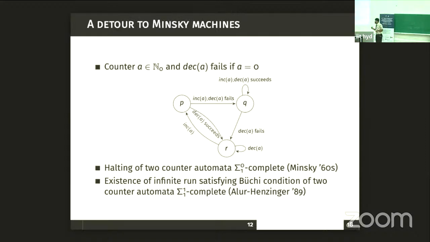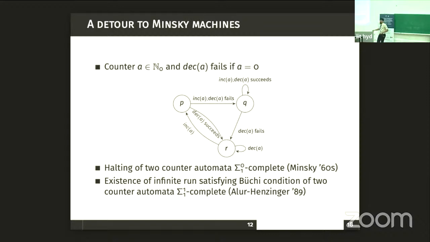So, a detour via Minsky machines. I don't think I need to really introduce Minsky machines here. It's basically you have instructions like increment, decrement, and you are allowed to test for 0. So of course, the classic result is that halting of two counter machines is Sigma 0,1 complete, undecidable. This is from Minsky in the 60s. I recently learned Minsky's original paper had a mistake. Anyway, maybe this is something which you might not be aware of.